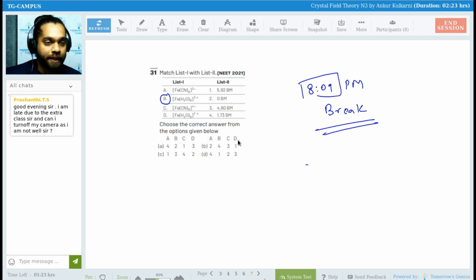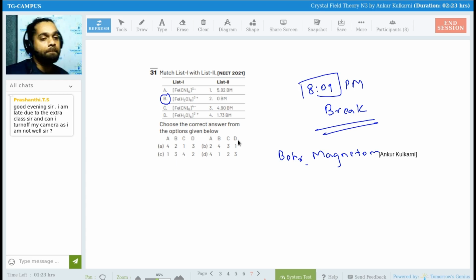What is that unit that matches the following? BM. It is Bohr magneton. It is done by Bohr, hence we give the name Bohr magneton. BM. Okay, Bohr magneton.